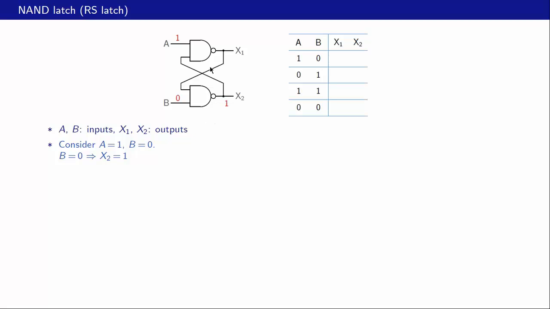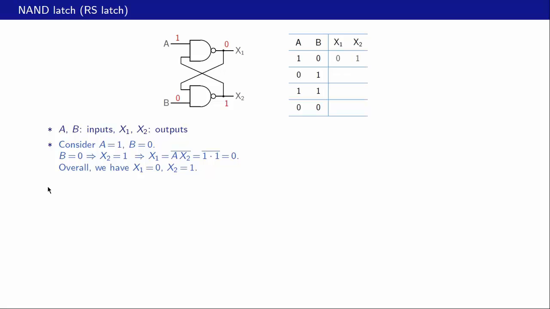And now we come back to this gate. Its first input is 1 and this second input is also 1. And we know therefore that X1 must be the NAND of A and X2, and that is 1 and 1, and bar of that is of course 0, like that. So when we have A equal to 1 and B equal to 0, we have X1 equal to 0, X2 equal to 1. So that entry is now completed.